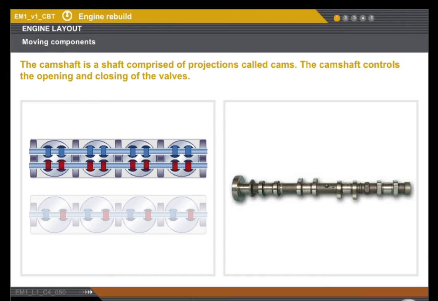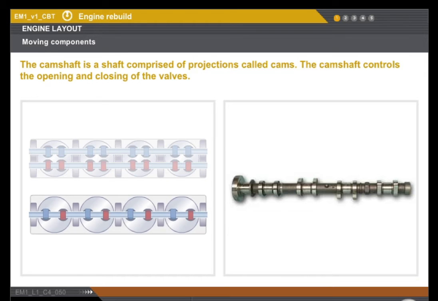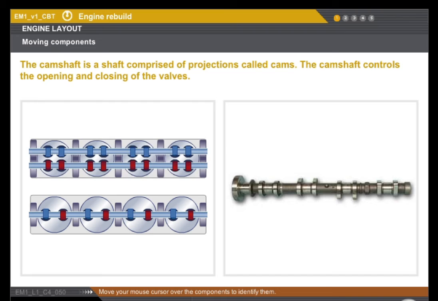If there are two camshafts, the first controls the inlet valves and the second controls the exhaust valves. The opening and closing of the valves is synchronized to the movement of the crankshaft. This is the valve timing setting. Move your mouse over the components to identify them.